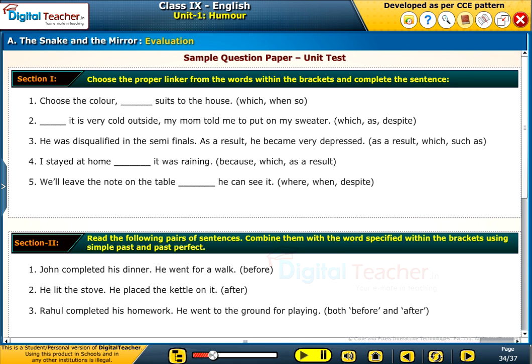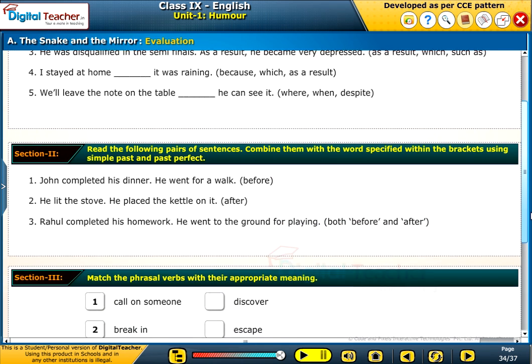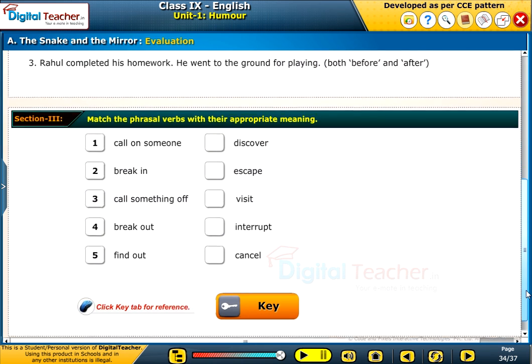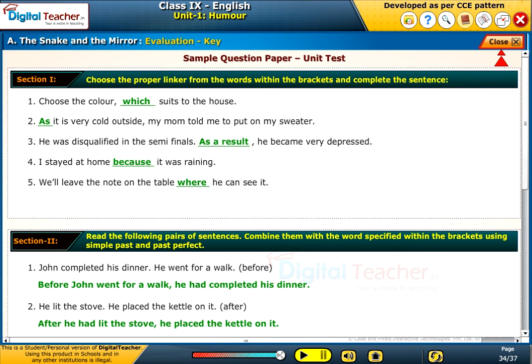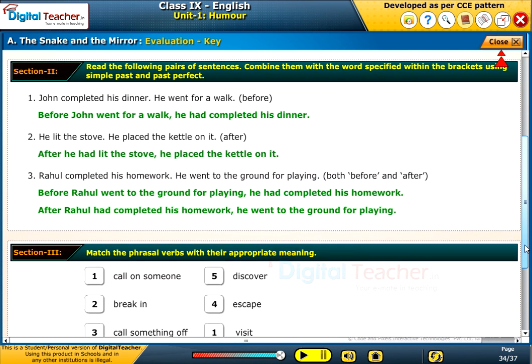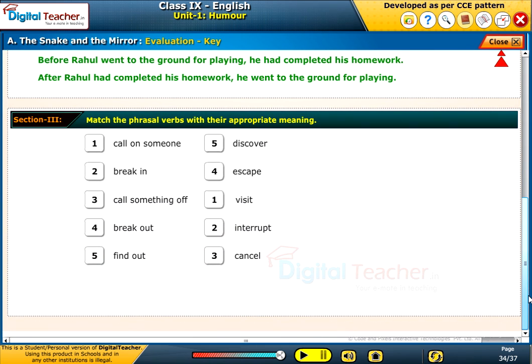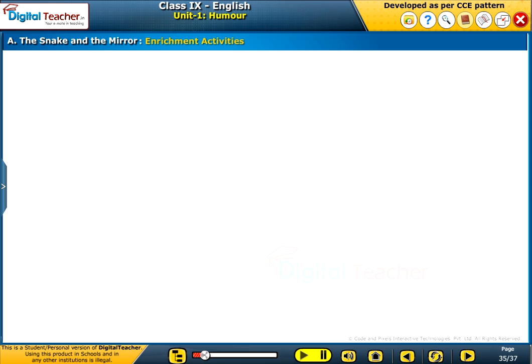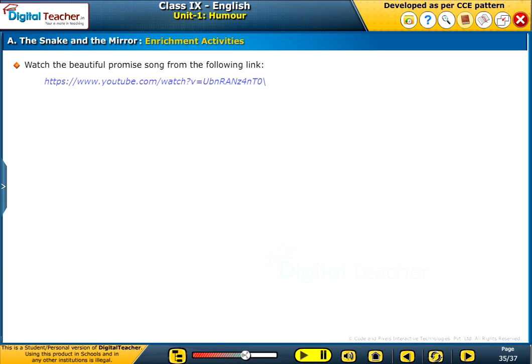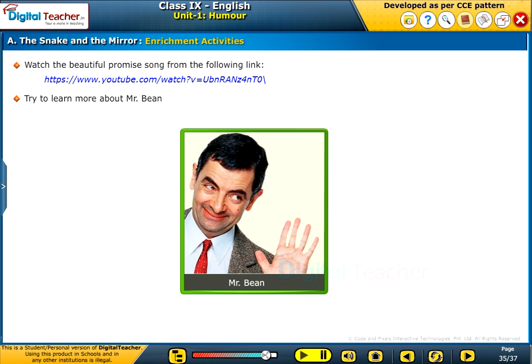Check your understanding of the lesson by taking up the mock unit test. Enrichment activities. Watch the beautiful promise song from the following link. Try to learn more about Mr. Bean.